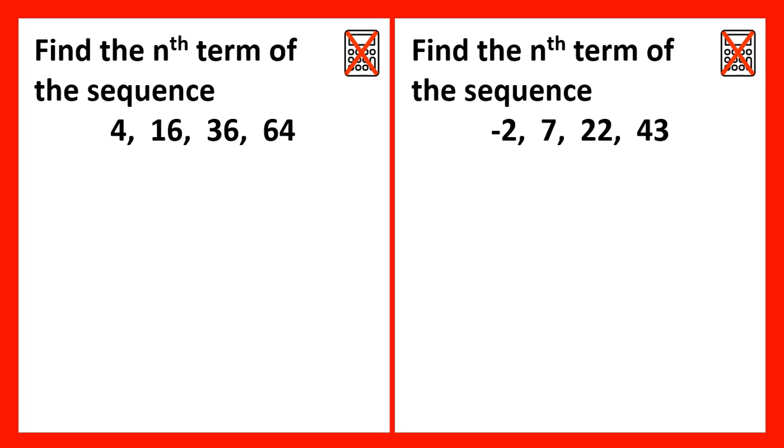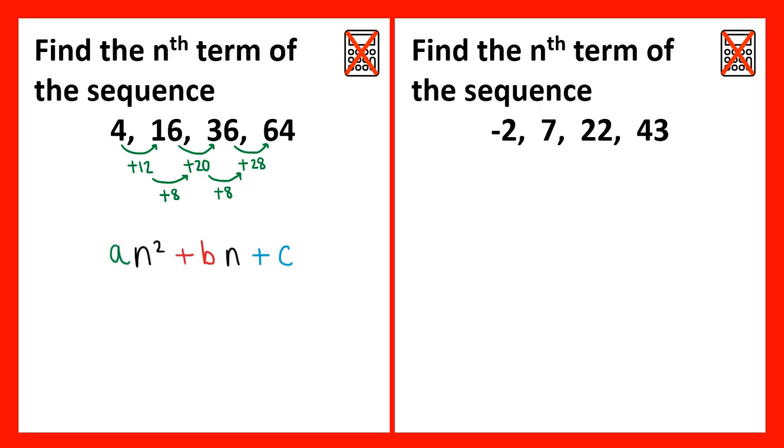A quadratic sequence is a sequence of numbers where the difference between the consecutive terms is not constant. For example, with the first sequence, we can see that the difference between the first two terms is 12, followed by a difference of 20, and then 28. This is not showing us a common difference or a constant, but when we look at the second difference, which is the difference between the differences, we have a difference of 8, followed by another difference of 8. If the second difference is constant, this indicates that the sequence follows a quadratic pattern.